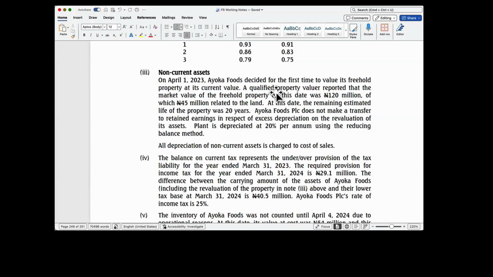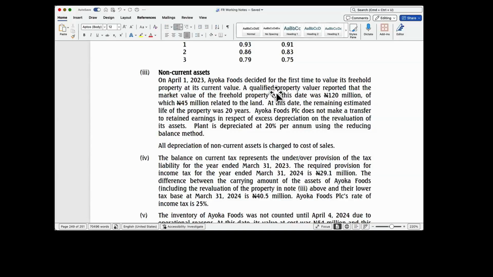That will give you the amount of excess depreciation that you transfer from your revaluation surplus to your retained earnings. Furthermore, I was told that the plant is depreciated at 20% per annum using reducing balance method. So you need to know how to calculate depreciation using reducing balance method. I taught you this. And remember that you should charge all depreciation to cost of sales.